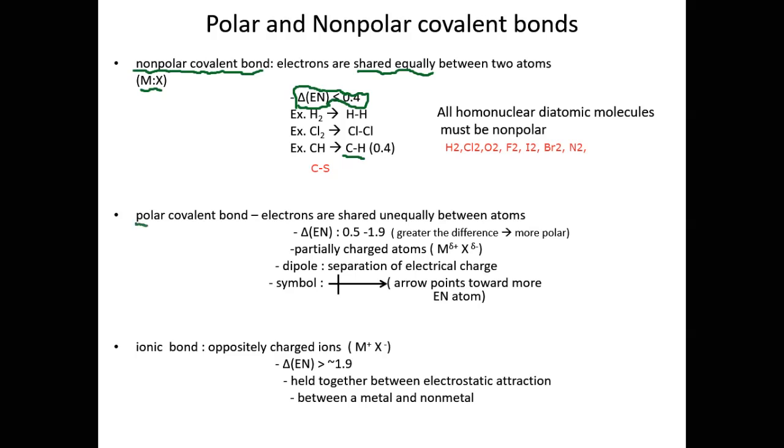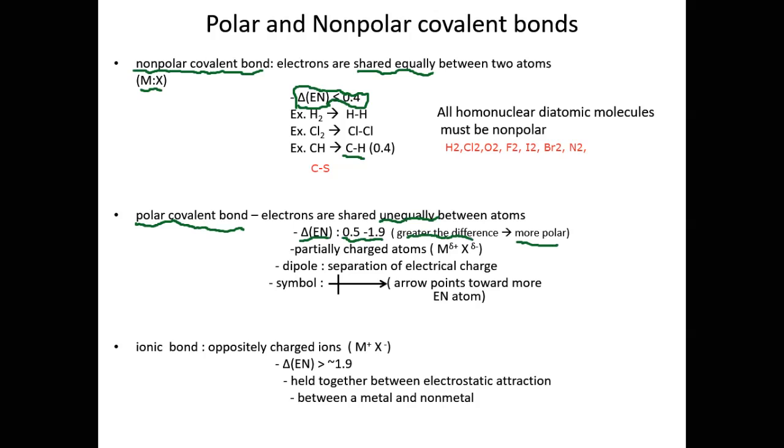The second type of bond is a polar covalent bond. Here, electrons are shared unequally between two atoms. This is like if you have a small person and a very large person playing tug of war. The large person pulls the rope closer to them. You know it's a polar covalent bond if the difference in electronegativity is between roughly 0.5 and 1.9. The greater the difference, the more polar. Something that has an electronegativity difference of 1.8 is more polar than a bond that has a difference of, say, 0.7.